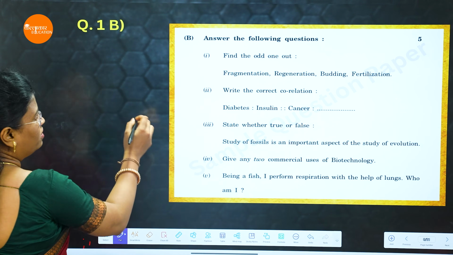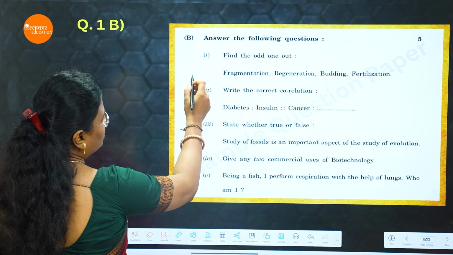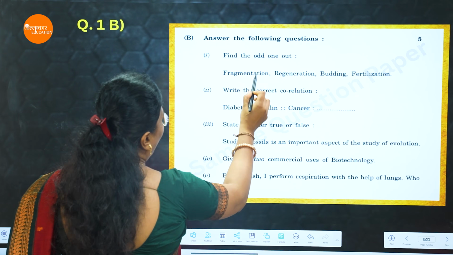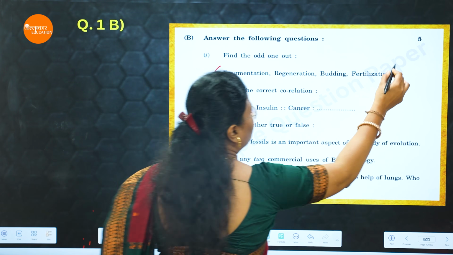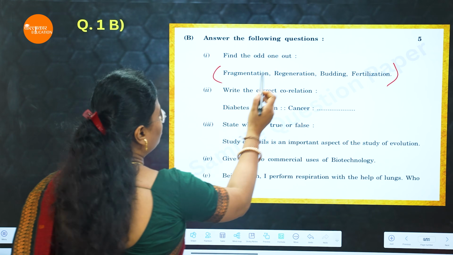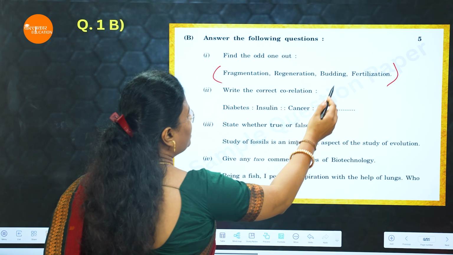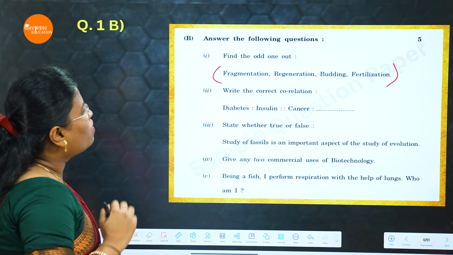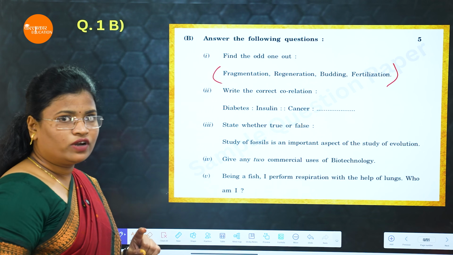Question number 1B, answer the following questions. The first question is to find the odd one out. In this you have to identify which word is odd. Fragmentation, regeneration, budding and fertilization. In this question you have to identify which one is odd.